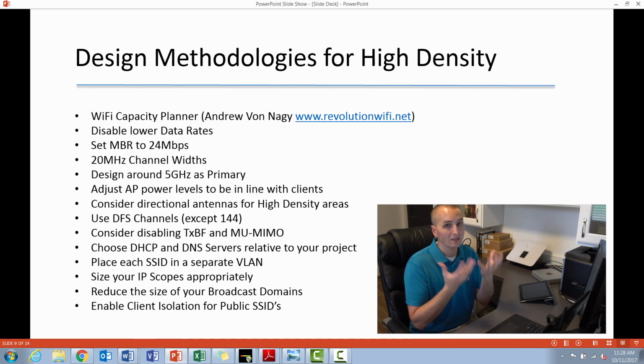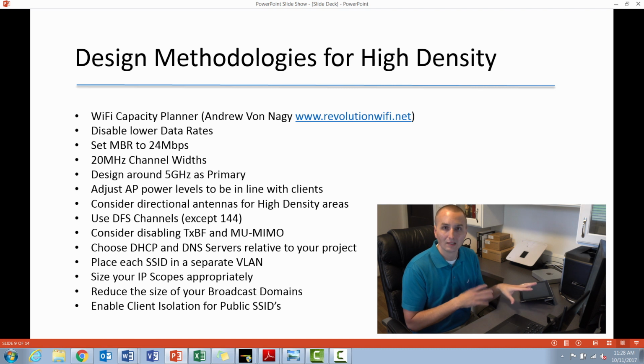Just trying to get the efficiency up. I want to get the 11b protection mechanisms and lower data rates off of the network if I can. And I want to increase that minimum basic rate so that everyone's at high SNR levels as they navigate throughout the facility. High density, it's always 20 MHz channels.